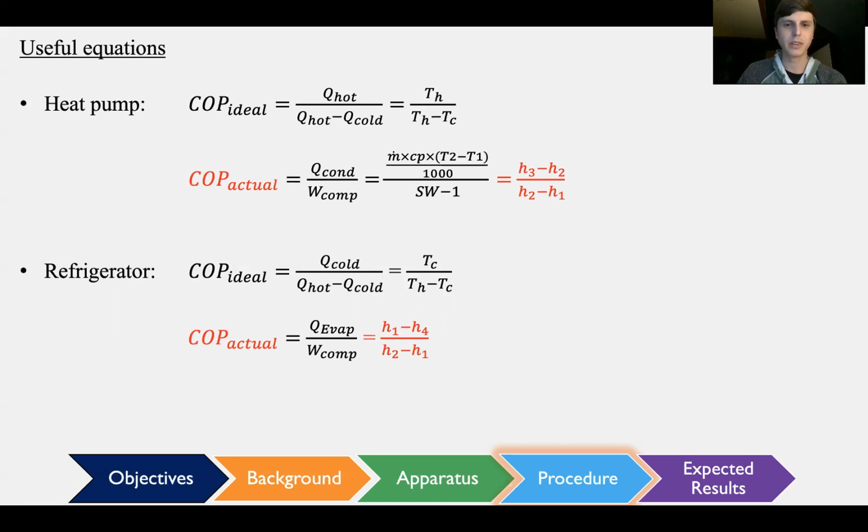If we want the actual cases, which we'll mainly be focusing on, it will be the Q over the work value. That Q becomes m c_p delta T. But we can write this in the change of entropy relations, which would be the H3 minus H2 over H2 minus H1 for the heat pump, and vice versa for the refrigeration.